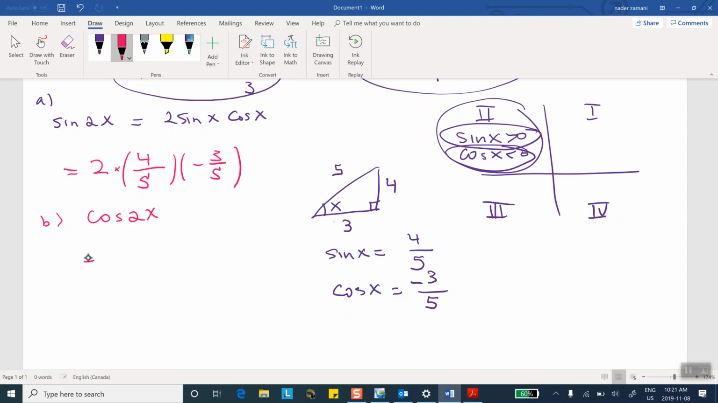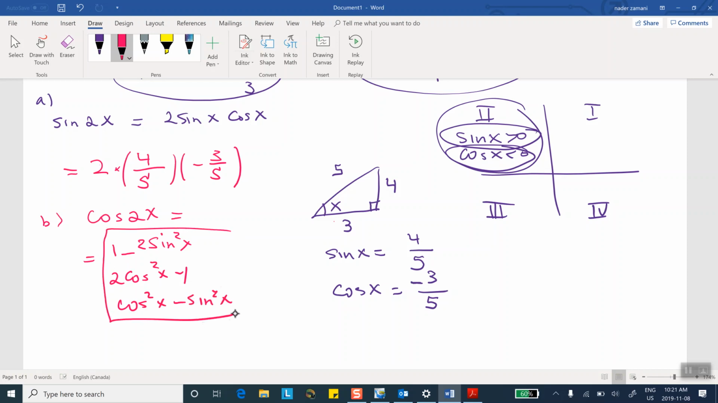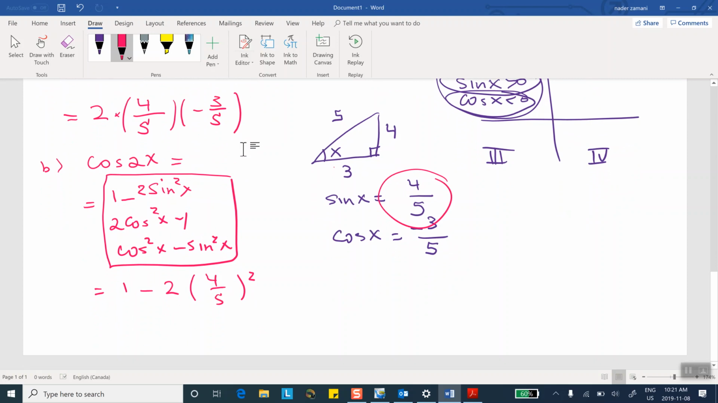Okay, now part B says find cosine 2x. Now we can do it different ways. For example, we can do it as 1 minus 2 sine squared x. Or we can do it as 2 cosine squared x minus 1. Or we can do it as cosine squared x minus sine squared x. These are all saying the same thing. You can use whatever you like. There's going to be 1 minus 2 times, if I use sine of x, 4 over 5 quantity squared.